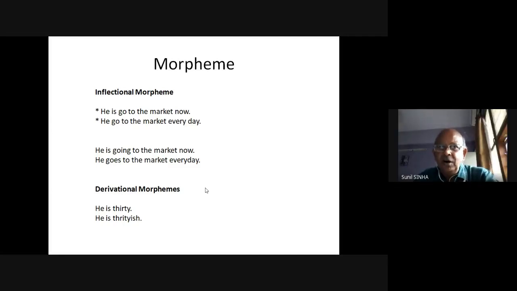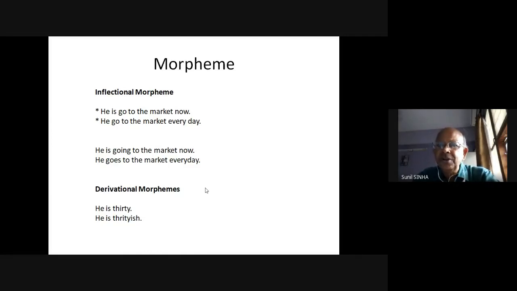A boy of 28, 29, or 31, 32, we can call him 30-ish, right? So find the difference between 30 and 30-ish. 30 has the meaning of 30. It has only one meaning. But 30-ish has a different meaning. That is, 30-ish means it can be a little less than 30, or a little more than 30, or exactly 30. So how does this difference of meaning come?